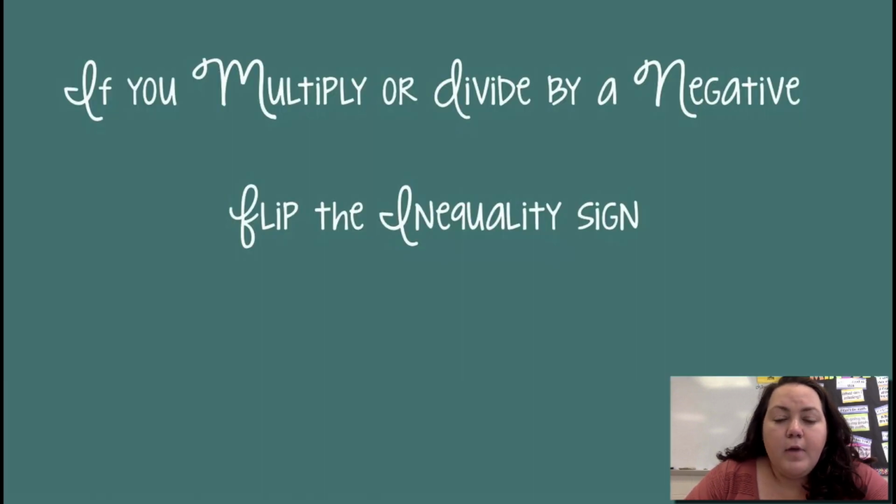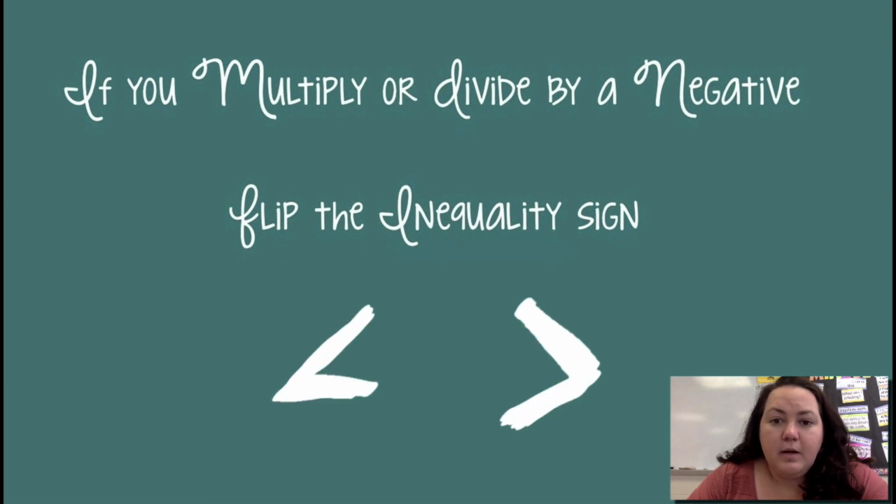All right, a big important rule when you're solving inequalities is if you multiply or divide by a negative. That means if you're trying to get rid of a negative number and you use multiplication or division to do it, then you have to flip your inequality sign, which means if it was a less than, it's going to become a greater than, or vice versa.